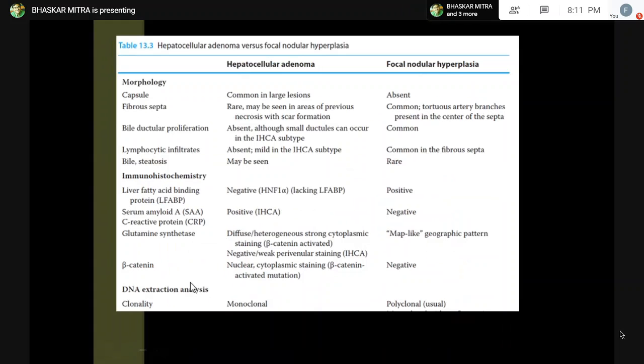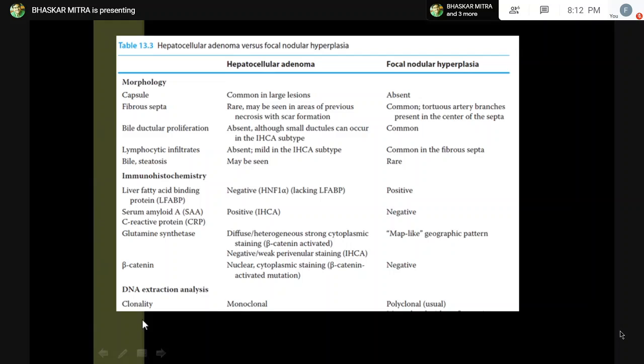The hepatocellular adenoma and the focal nodular hyperplasia, sometimes this may be difficult to differentiate, but this stellate scar, the fibrous scar, is more common in focal nodular hyperplasia. In the immunohistochemistry part, hepatocellular adenomas are negative for this, lacking this LFABP, which is positive in cases of focal nodular hyperplasia. The inflammatory markers in the inflammatory hepatocellular adenomas are common, which is negative here. Glutamine synthetase shows diffuse staining in case of beta-catenin, map-like here in the focal nodular hyperplasia.